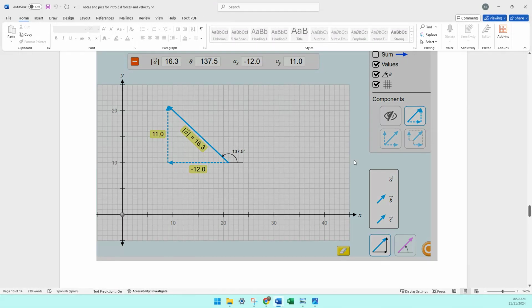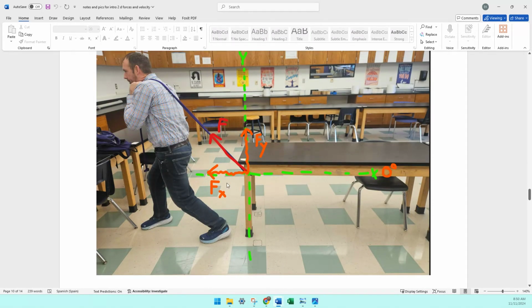Remember, we're calling the angle from the horizon. So we can get this x and y value. If we go back here, negative 12 and then 11. This value here would be 12. It's to the left, so we'll call it negative 12. And this value here would be 11.